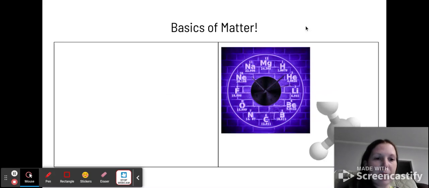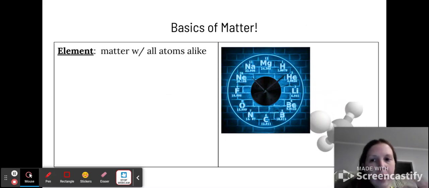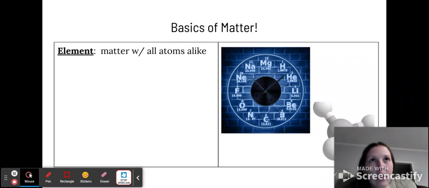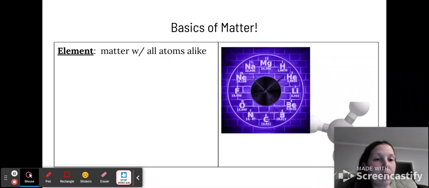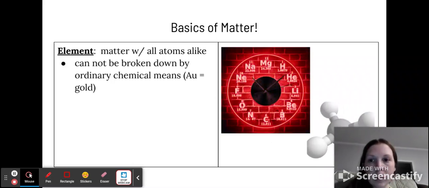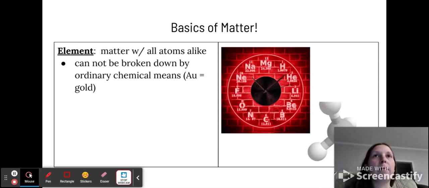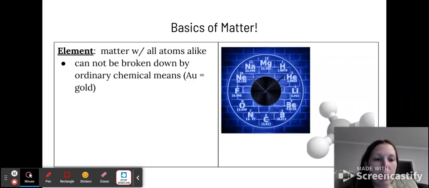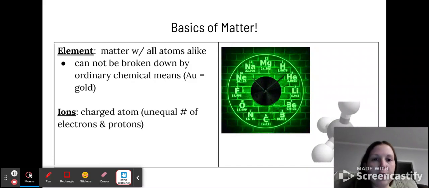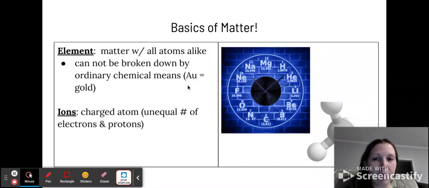So first, let's talk about the basics of matter. Matter is made up of elements, and elements themselves are made up of atoms that are identical. These could not be broken down by ordinary chemical means. An example here is gold. The reason it can't be broken down is because it's one sample of matter that only contains one type of element, so there's no way to break it down since they're all the same. And you can see a list of elements here in this light up clock that I actually really like.